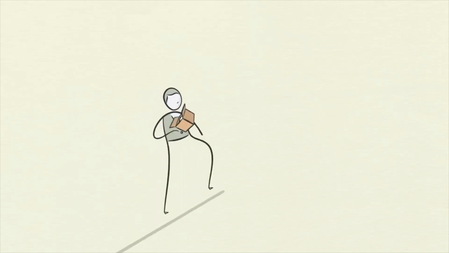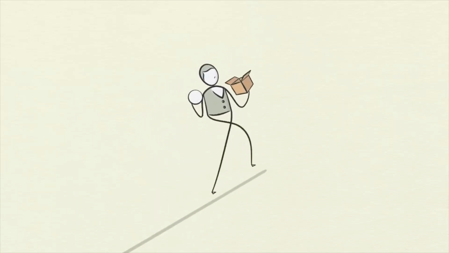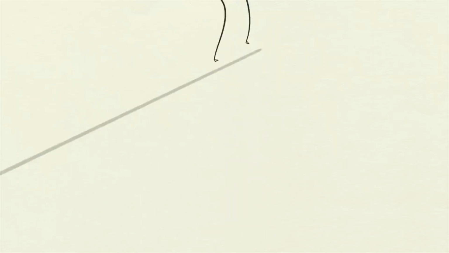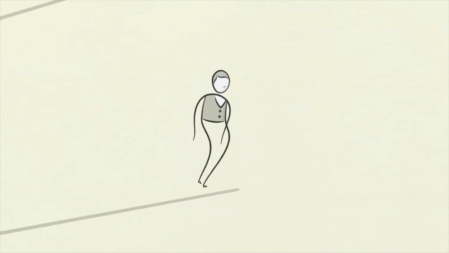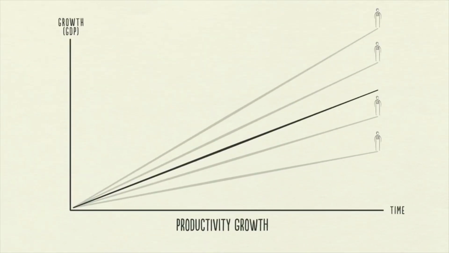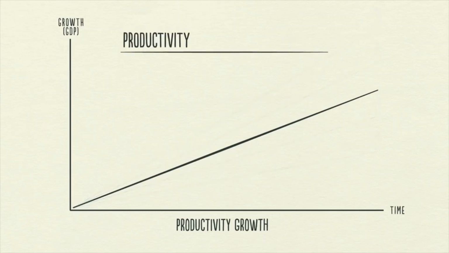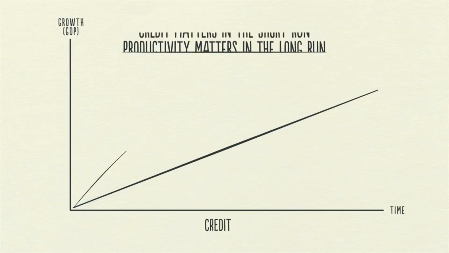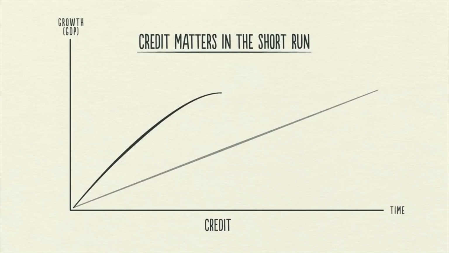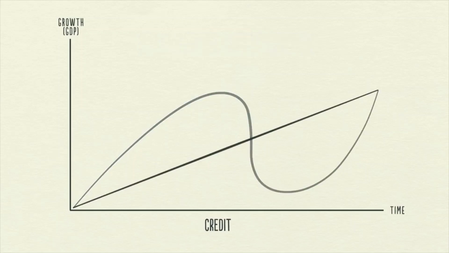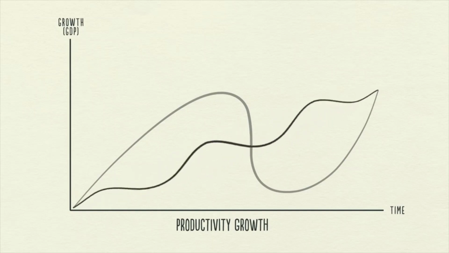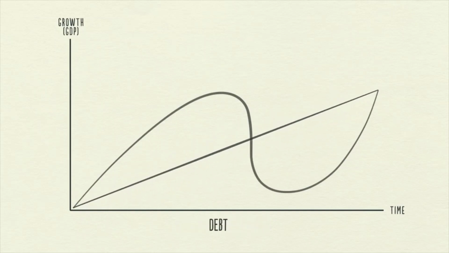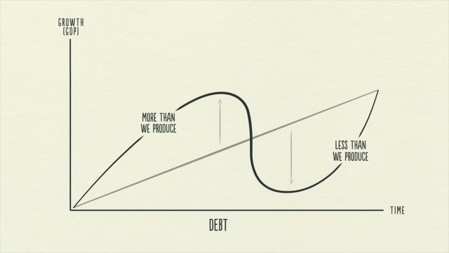Those who are inventive and hardworking raise their productivity and their living standards faster than those who are complacent and lazy. But that isn't necessarily true over the short run. Productivity matters most in the long run, but credit matters most in the short run. This is because productivity growth doesn't fluctuate much, so it's not a big driver of economic swings. Debt is, because it allows us to consume more than we produce when we acquire it, and it forces us to consume less than we produce when we have to pay it back.